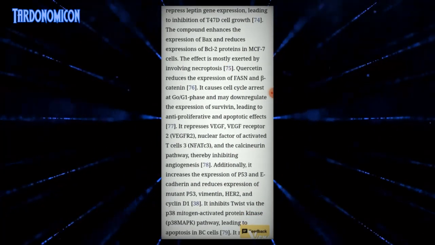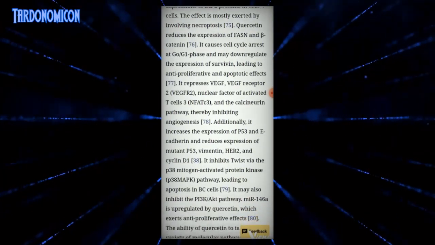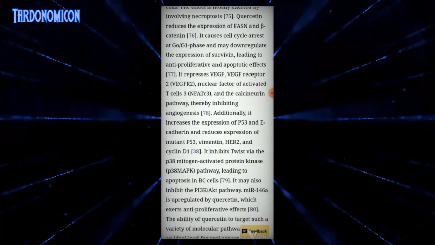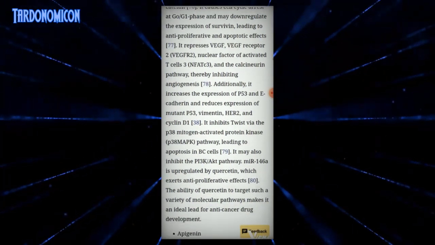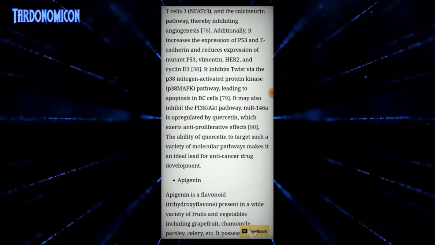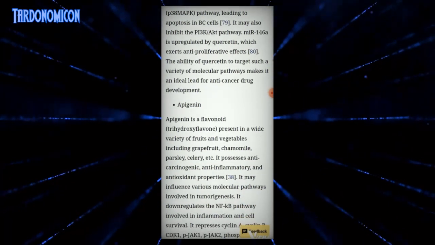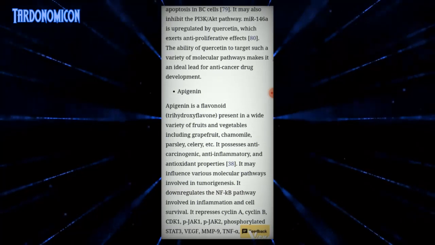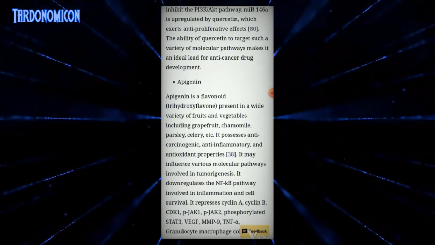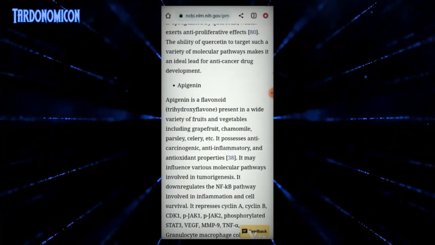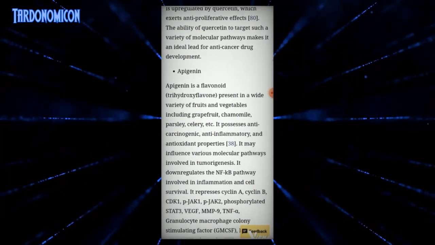The compound enhances the expression. Quercetin reduces the expression of FASN and beta-catenin. It represses, so it inhibits Twist. The ability of quercetin to target such a variety of molecular pathways makes it an ideal lead for anti-cancer drug development. I like how they always say anti-cancer drug development instead of saying take quercetin.